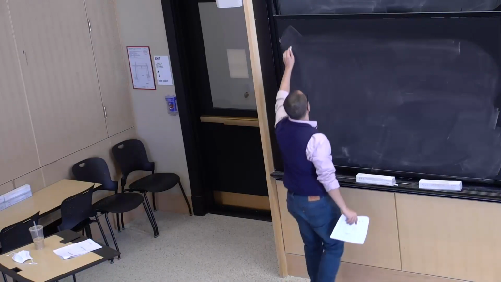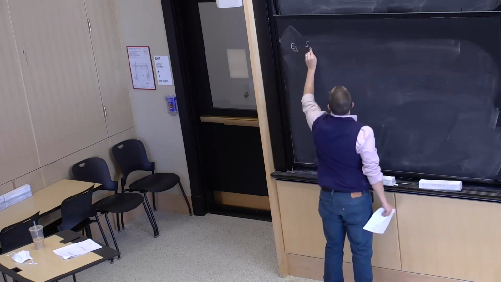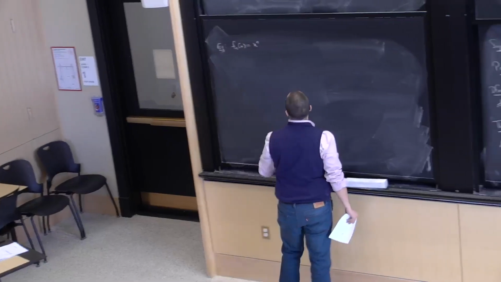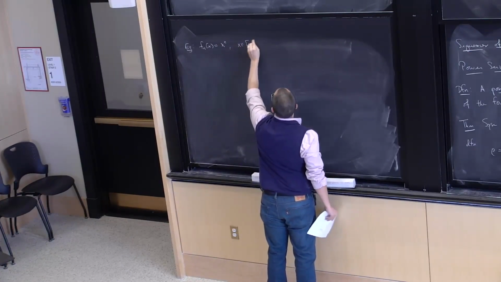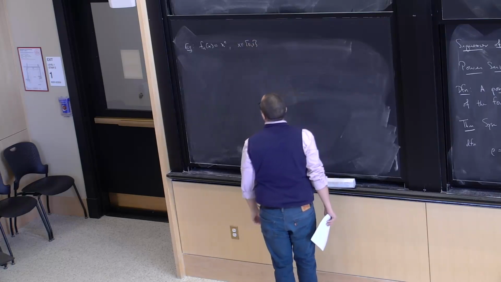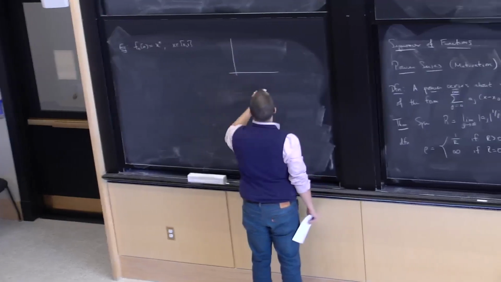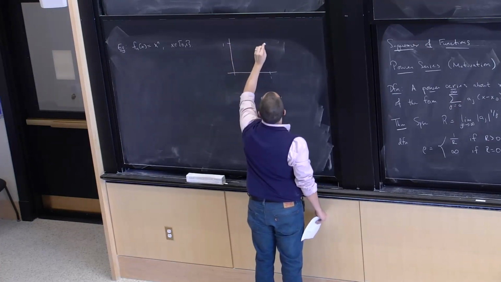So let's look at another example, which is not a power series. Let's say we take fn of x to be x to the n, where x is in the closed interval 0, 1. So what's happening here is n gets very large. There's 1, 1.